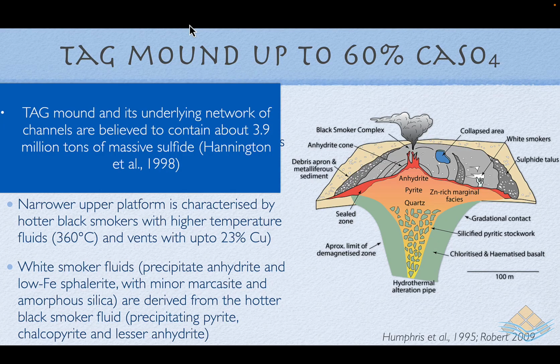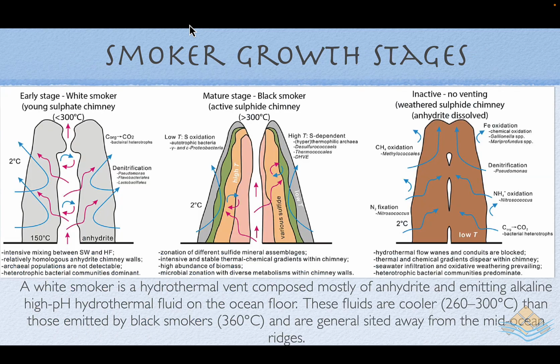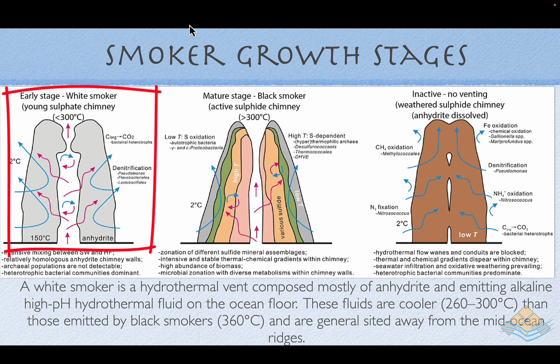So what the black smokers and the white smokers on Tag Mound clearly show is that there is a sequence of growth stages in the development of the vents in Tag Mound. We have the earlier, and also in the cooler portions, the white smoker stage, where we have anhydrite dropping out of solution, where we have mixing between seawater and the hydrothermal fluids coming out of the vent.